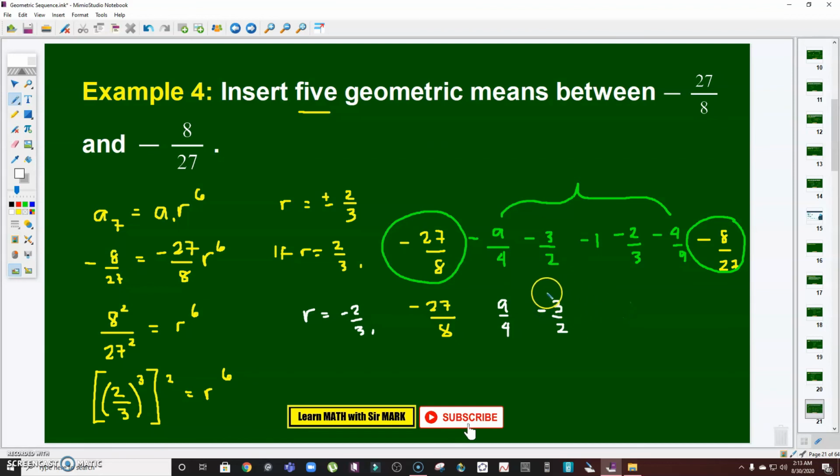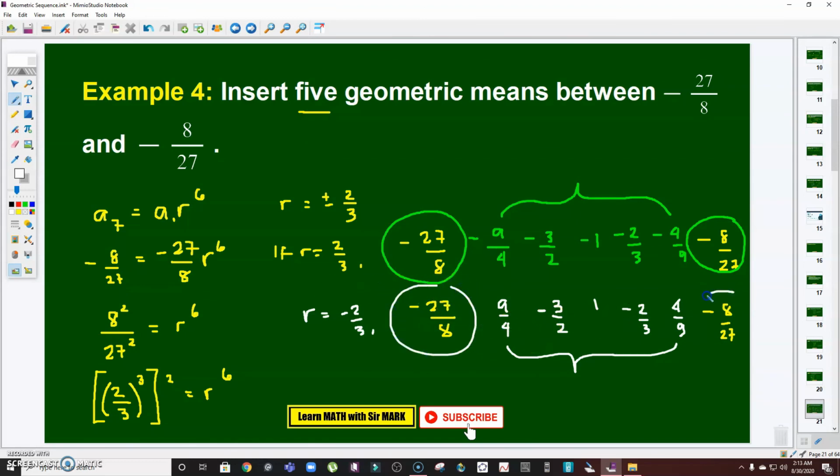Clear? Okay, this negative 3/2 times negative 2/3 is positive 1. 1 times negative 2/3 is negative 2/3. Negative 2/3 times negative 2/3 is positive 4 over 9. And lastly, 4 over 9 times negative 2/3 is still the given, which is negative 8 over 27. See that? There you go. This is the second set of 5 geometric means, alternating in signs, that you can insert between these two numbers. See that? There you go.